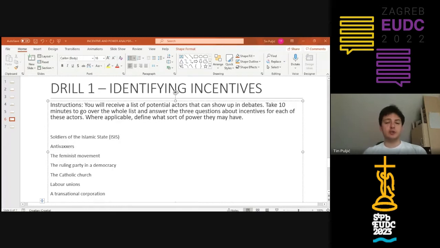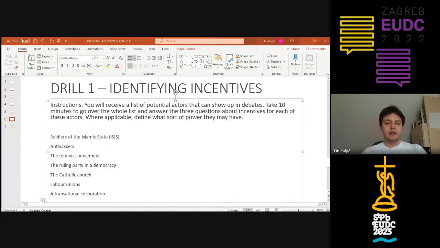After that, I will introduce you to a political science / sociological concept called 3 phases of power, which will help you analyze what type of power actors in debate have and to what extent they have it. And I've prepared 2 drills at the end for you to practice your mastery of incentive analysis and of power analysis. So let's get started.